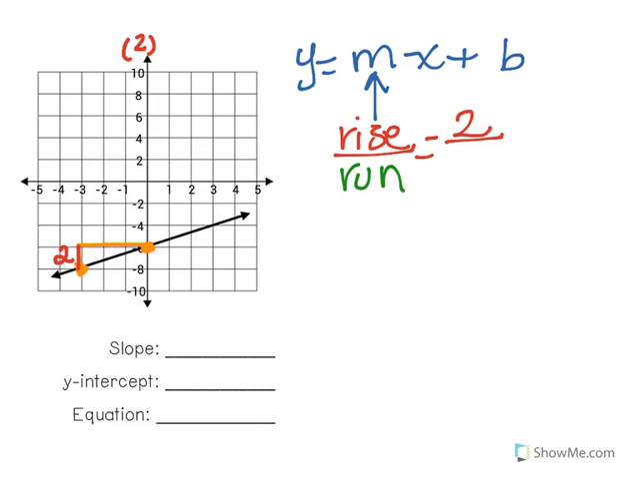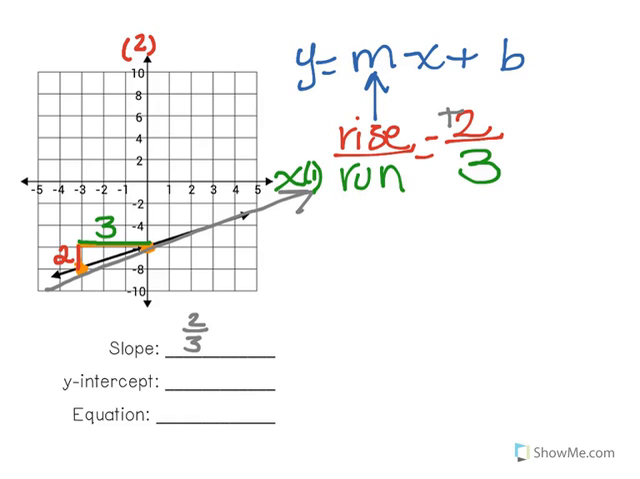And my run is my x-axis, which is counting by 1's. So 1, 2, 3. So my slope is 2/3. But I have to double check this by checking to see if my graph is positive or negative. So I'm going to move my finger from left to right, and I'm going up, so it's positive 2/3. So my slope is 2/3.